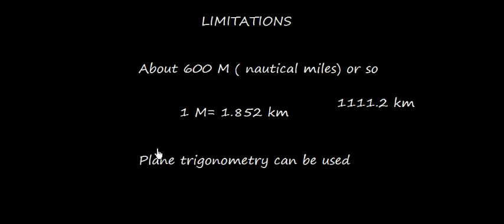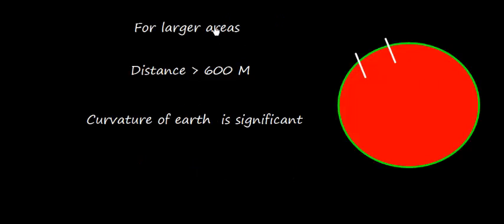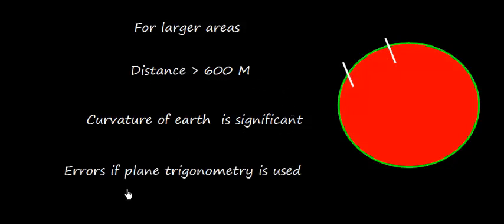Hence, for this much area, we can use plane trigonometry. For larger areas, say a distance of more than 600 miles, the curvature of Earth is very significant and we need to consider that as well. For a small area, this can be considered as plane. However, if the distance is large and the area is large, we'll have this curvature. So the curvature of Earth becomes quite significant for larger areas. Hence, there will be errors if plane trigonometry is used.